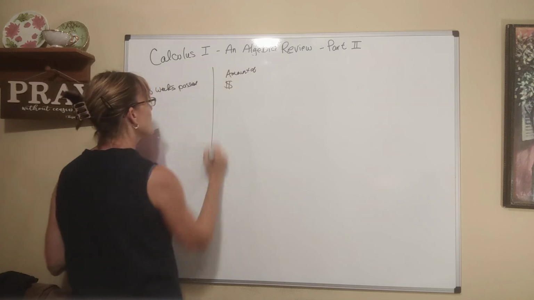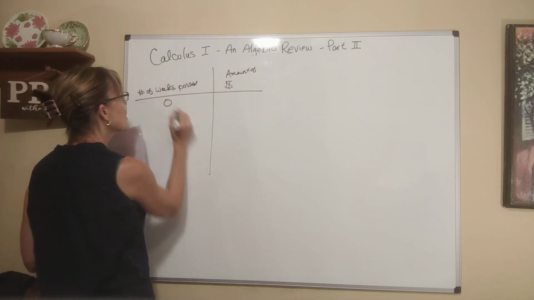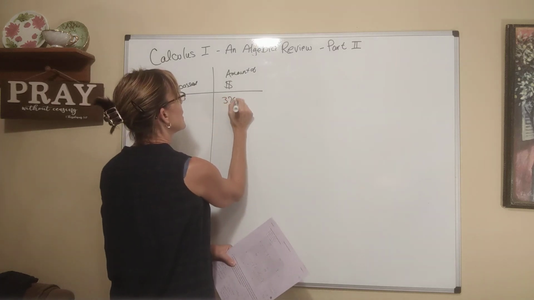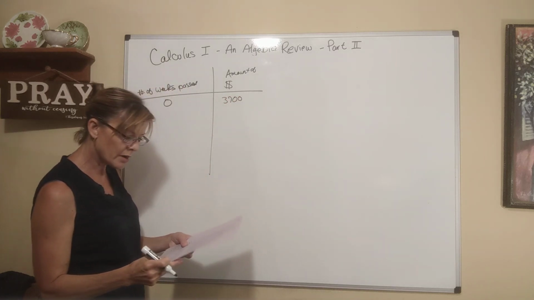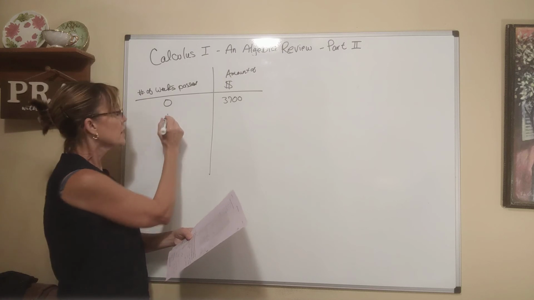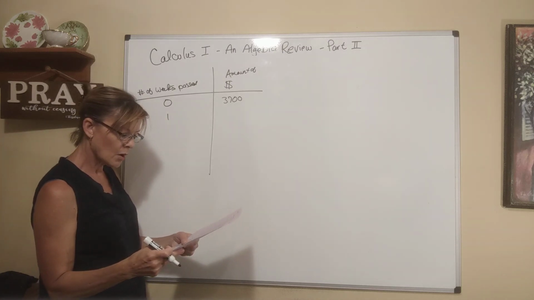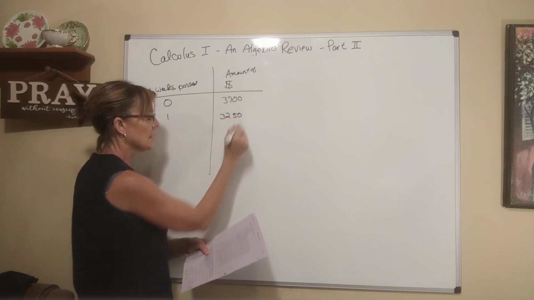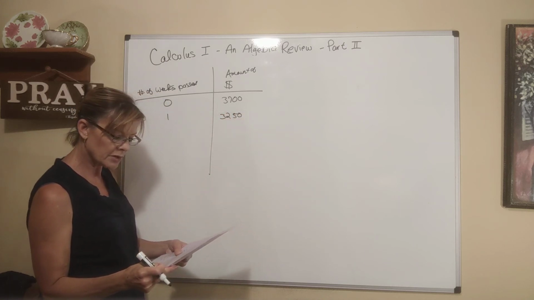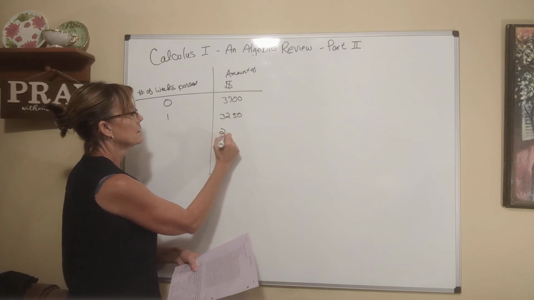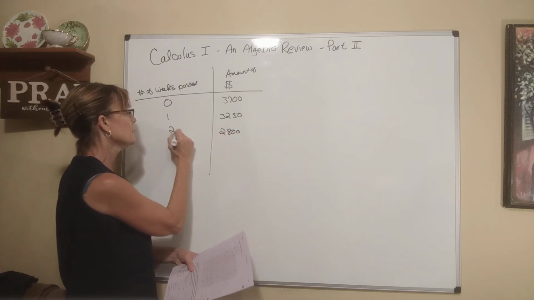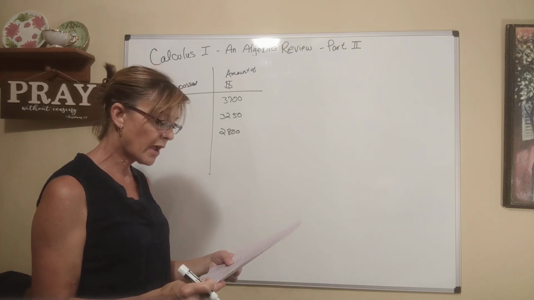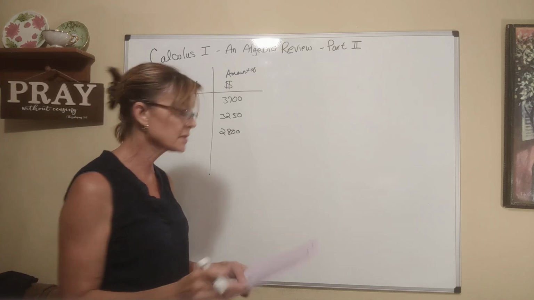So how much money do we start with when no weeks have passed? We start with $3,700. And then it says after 1 week, how much do we have left? We have $3,250. And then it says after 2 weeks, you have $2,800.